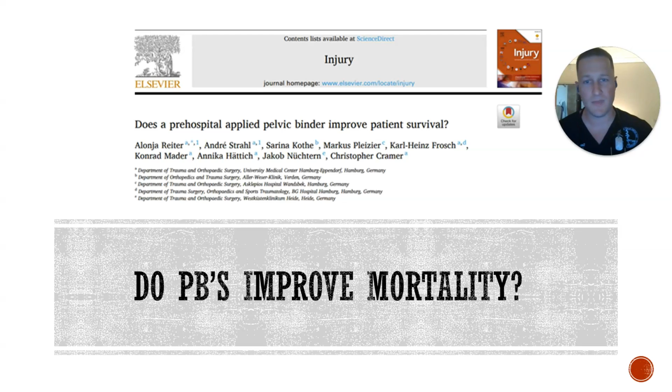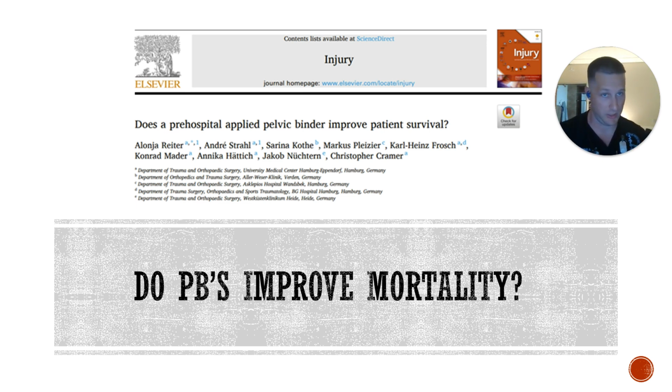All right. Do pelvic binders improve mortality? That's a great question. It's literally the first guideline in Teachable Circulation. So let's delve into it. This is a paper out of Germany. I don't know how to pronounce any of these names, but does pre-hospital applied pelvic binder improve patient survival?